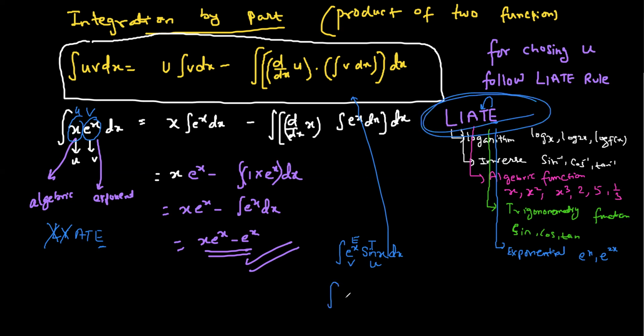For example, sin x log x. Here log, according to ILATE, comes first. So this is u and this is v, right? Yes, because this is a logarithm function and this is a trigonometric function. Okay.